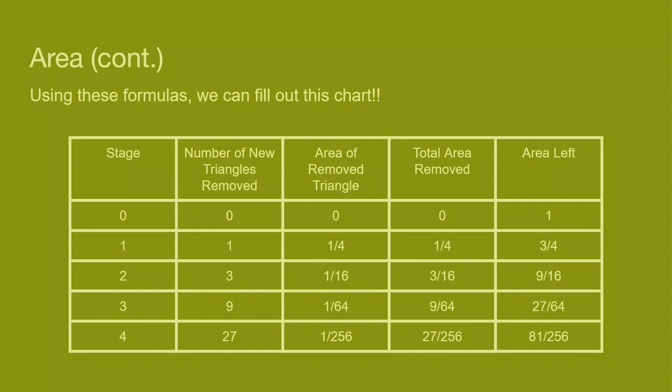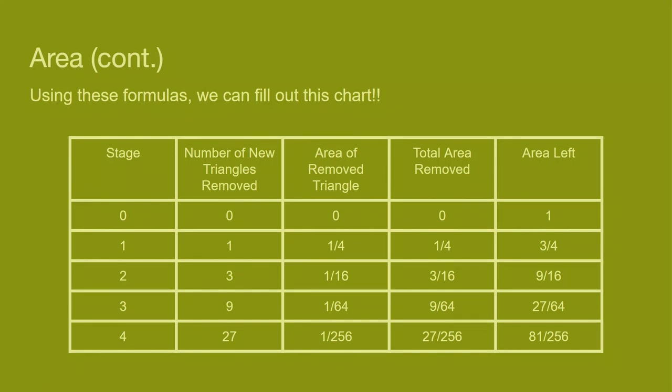Now, using these formulas, I filled out this chart here, and as you can see, the triangle's area in total is getting smaller and smaller and smaller, as well as the area of the total removed triangle. Now, we already have a formula to calculate the area that is left. It was 3/4 to the power of n. Now keep in mind this formula doesn't work for stage 0, however, we assume that stage 0 is 1 to begin with.